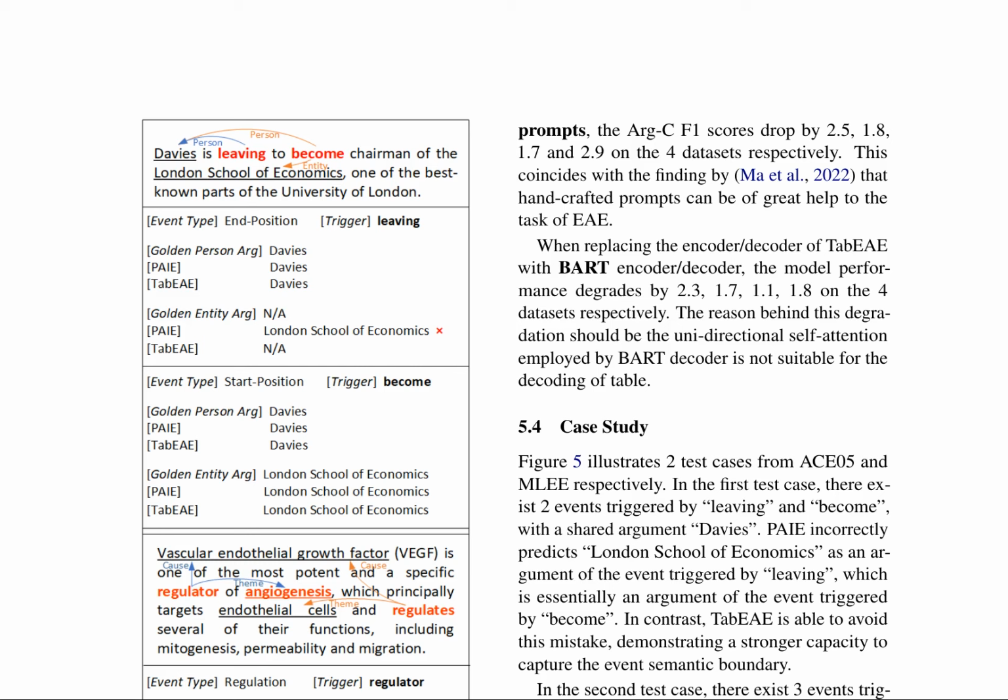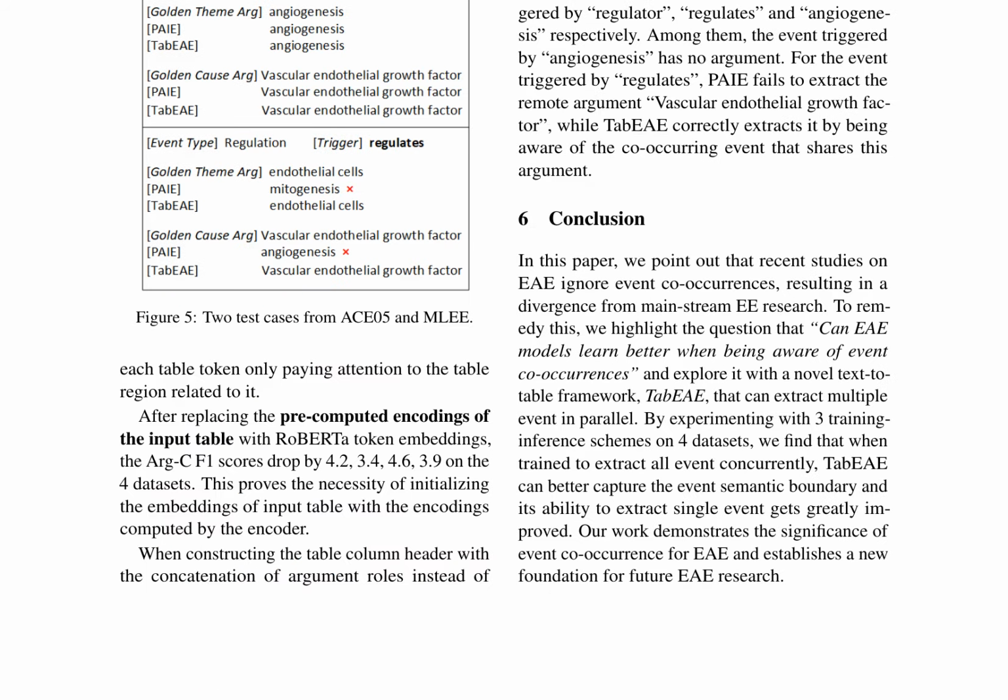The paper explores the concept of event co-occurrences in EAE and proposes a novel text-to-table framework, TabEAE, which can extract multiple events in parallel. The authors hypothesize that TabEAE can better capture the event semantic boundary when trained to extract all events concurrently. Experimental results verify this hypothesis, showing that TabEAE performs better when trained to extract all events concurrently, with significant performance gains on extracting the arguments of overlapping events.